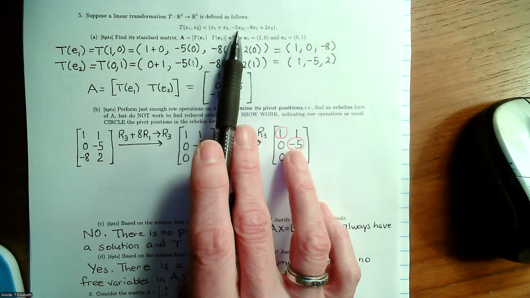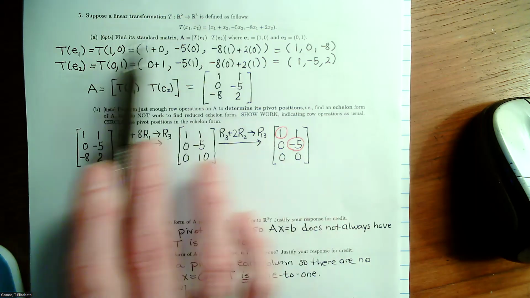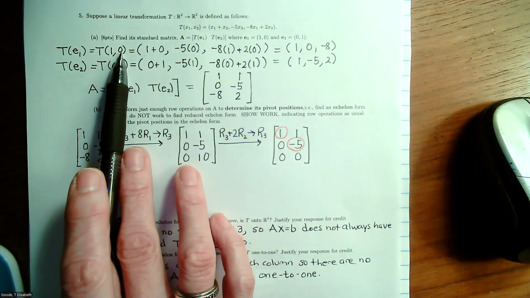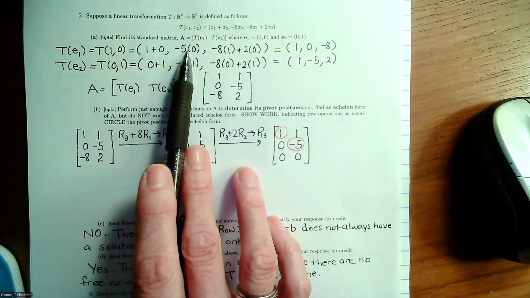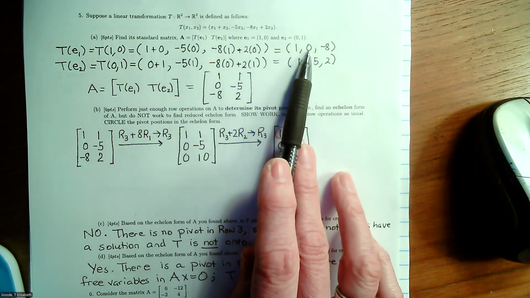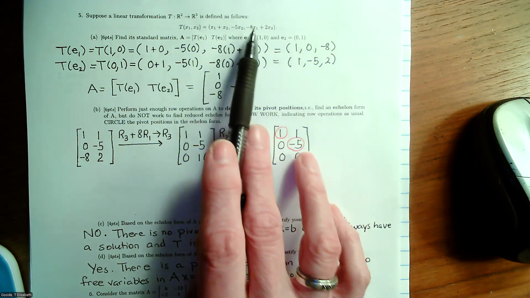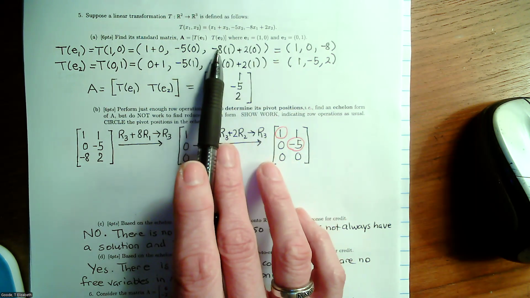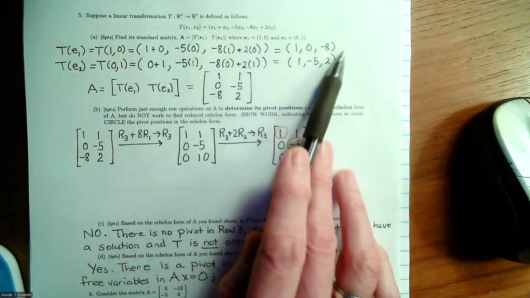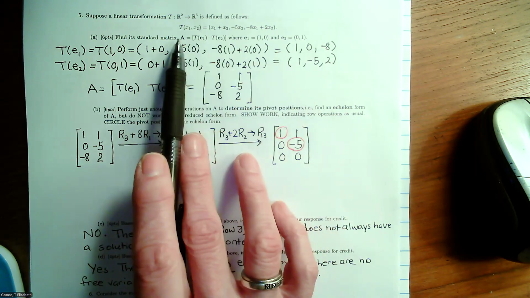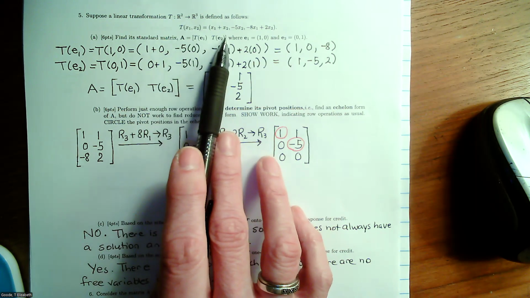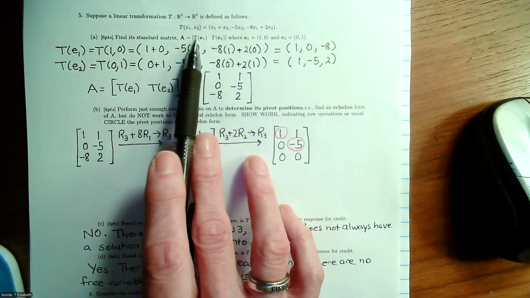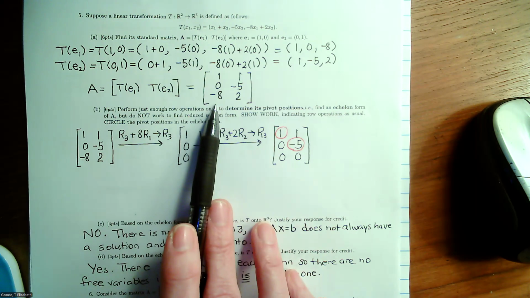The second coordinate is negative 5 times x2. Well, in E1, x2 is right there, 0. So negative 5 times 0 gives us the second coordinate, which is 0. And the third coordinate is given by this formula, right? And that turns out to be negative 8. That becomes, if you understand enough of reading and writing matrix notation, the first column.